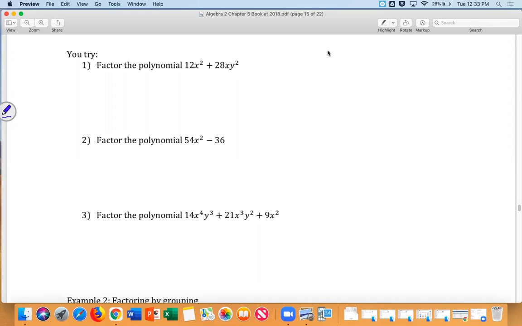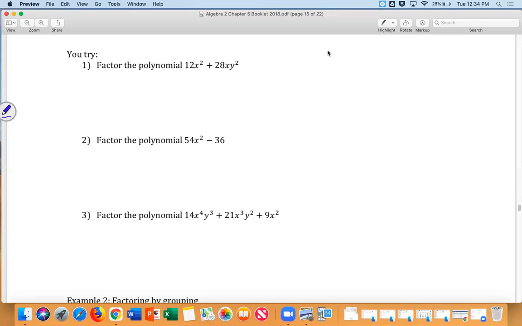So you're off to a good start. If you look at 6 and 14, I got 3x squared plus 7y squared. Yeah, but the GCF, so write that number outside. So that's good stuff. All right, let's look at the first one together.